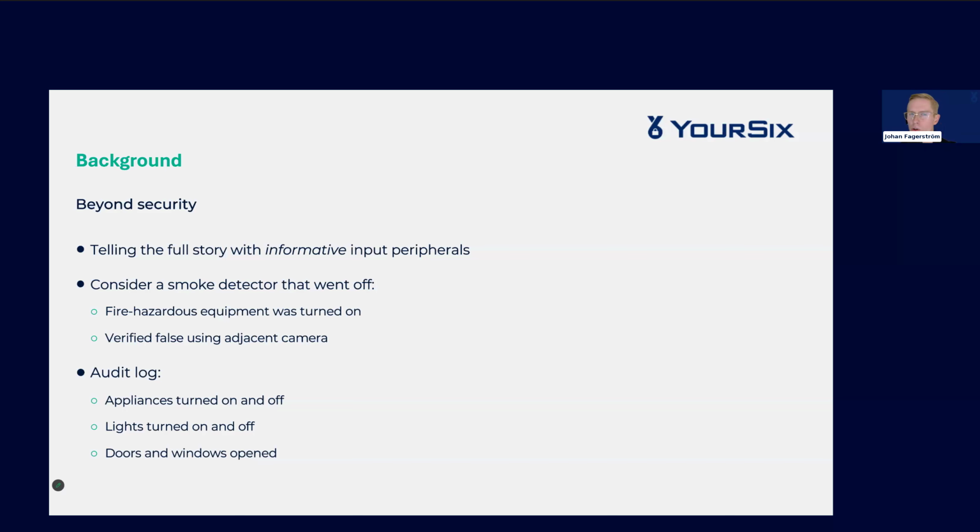Another example of how we go beyond security with input peripherals is you can easily create an audit log. Like I was saying before, all peripherals, they create events, right? When they're activated and deactivated. This means that these events can be logged and used in hindsight to know when appliances were turned on and off, when lights were turned on and off, or when doors and windows were opened and closed, respectively.